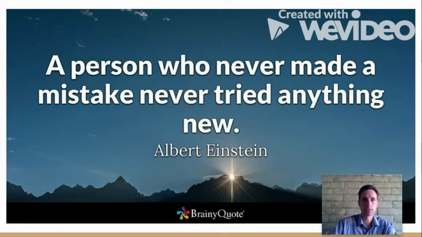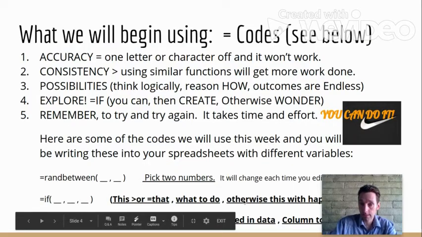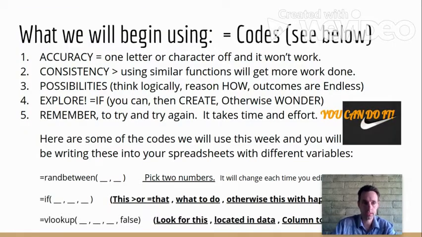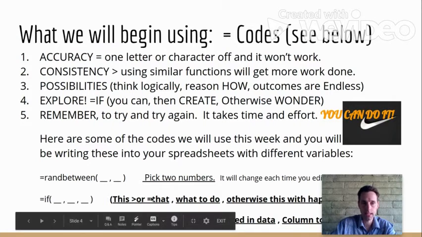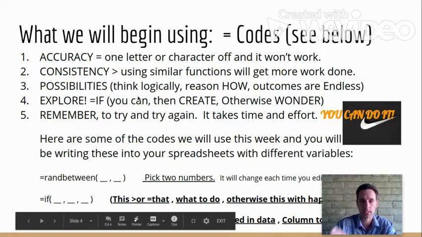A person who has never made a mistake has never tried anything new. I expect you to try new things. Otherwise, what will happen? Goes to the sheet. So again, if this, then that, what happens? Otherwise, this is where you string in another IF statement. If this, then this. So again, the possibilities are endless when you think logically.